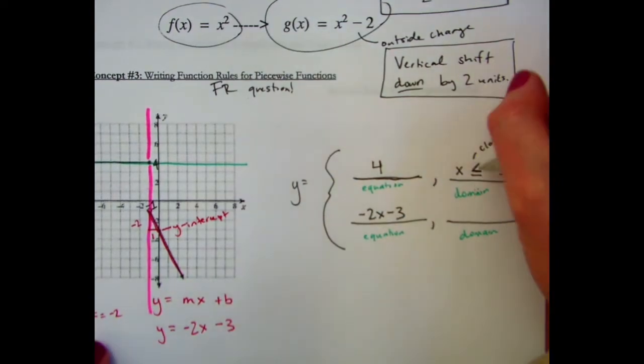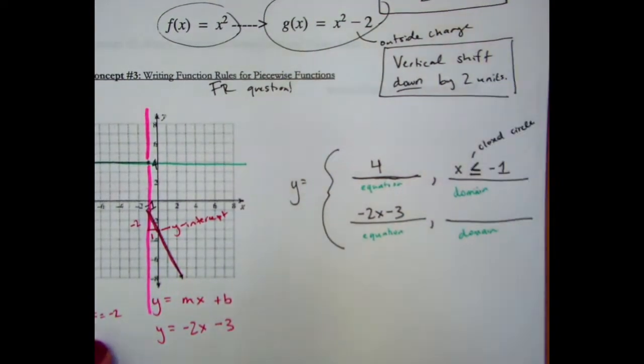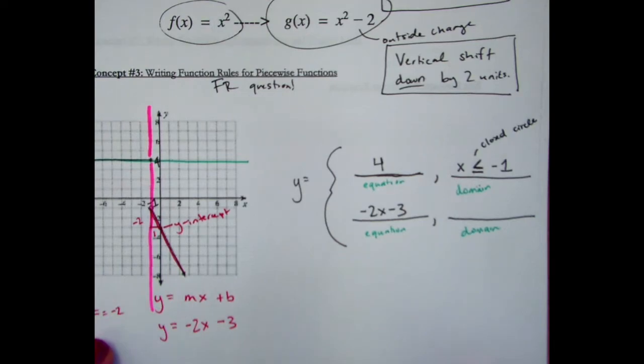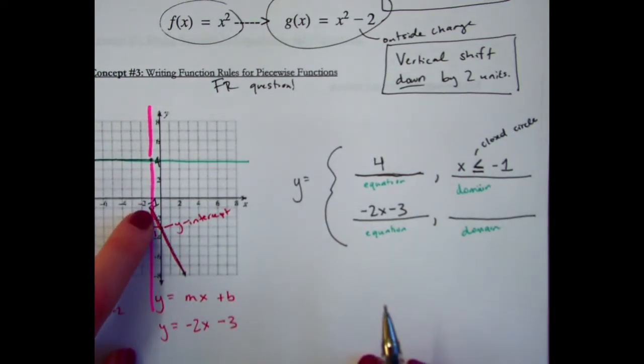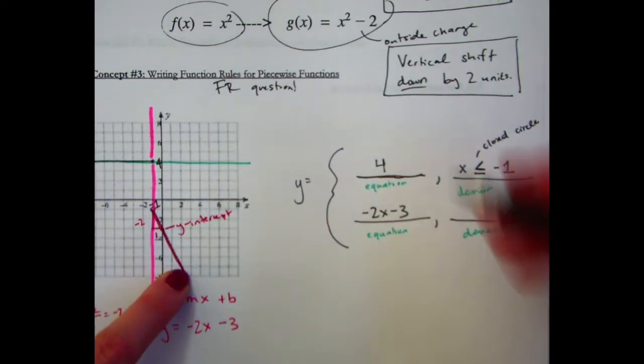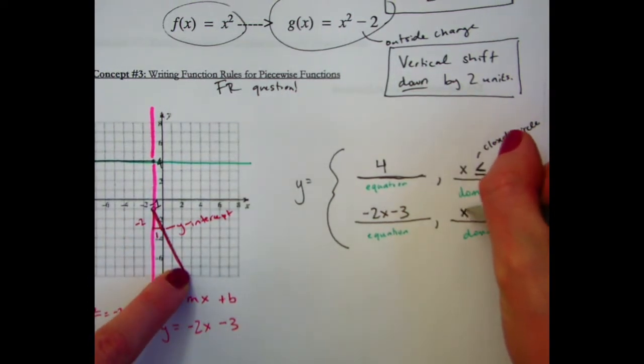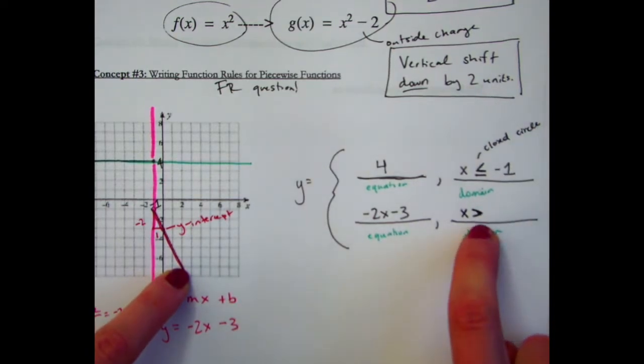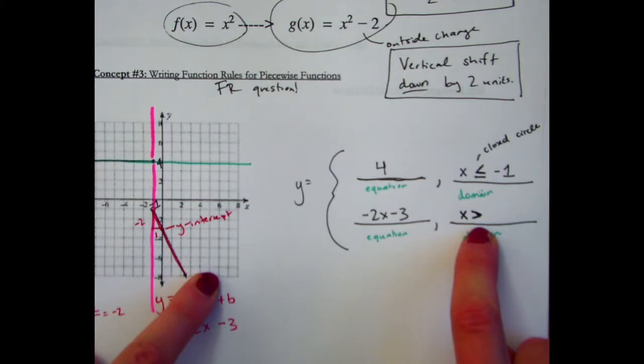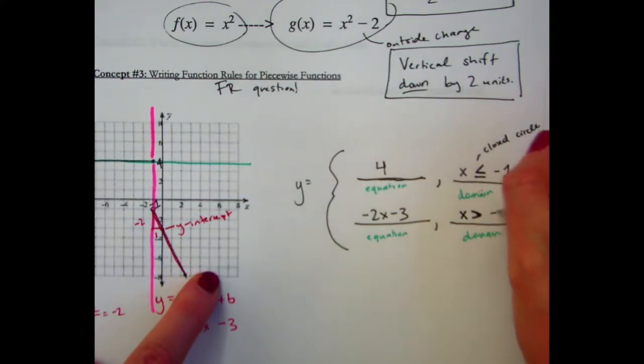Okay, and then the domain for the last one is going to be the opposite. It looks like it's to the right of -1, so it's all x values greater than. Again, my arrow is going to be pointing right to show it's for x values greater than -1. And since this is an open circle here, it's going to stay an open inequality here.